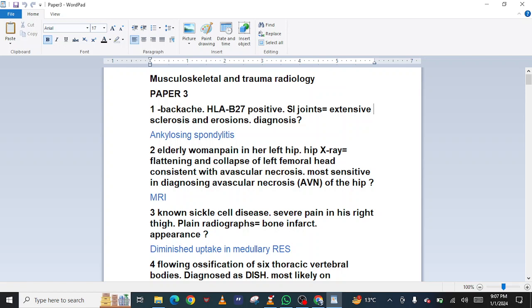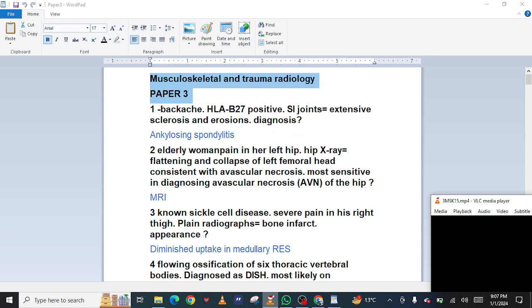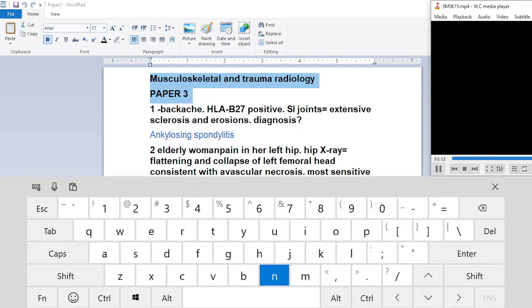Paper 1. 1A. Young patient with short limbs. Lumbar and thoracic spine. Posterior scalloping. Which chondroplasia is he most likely to have?